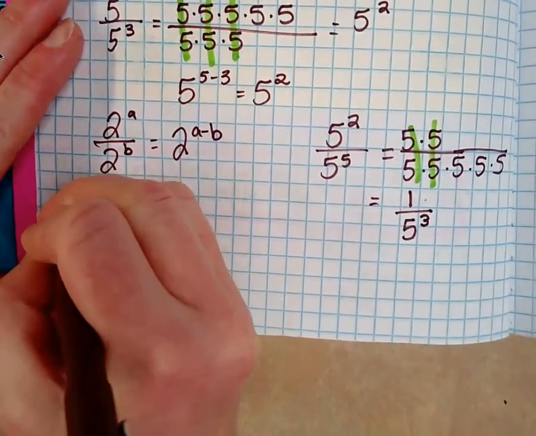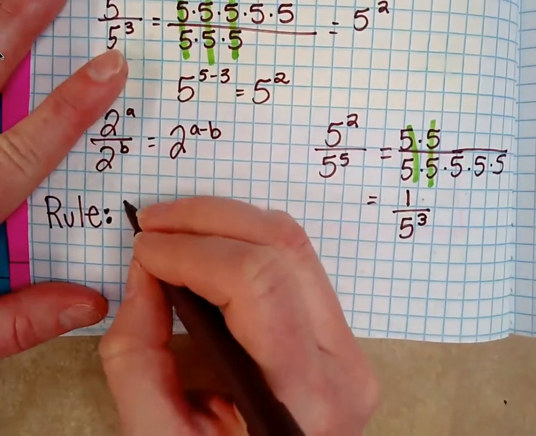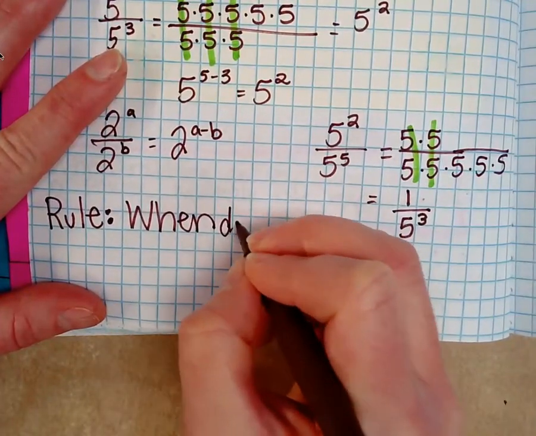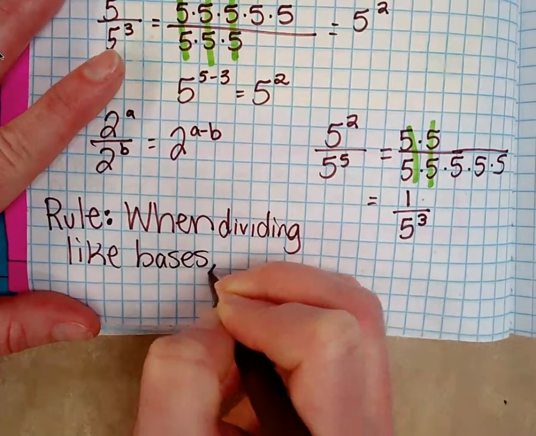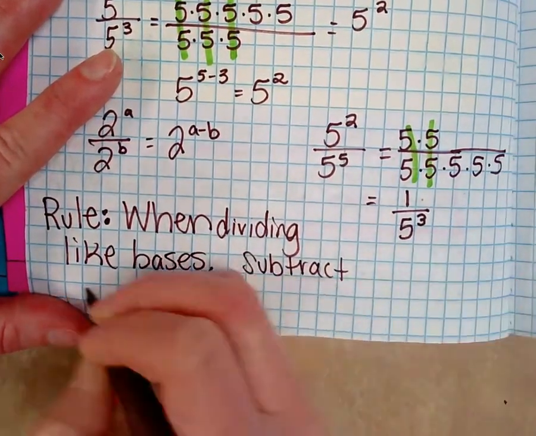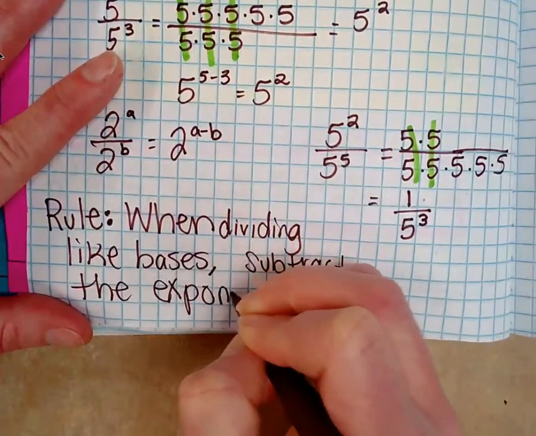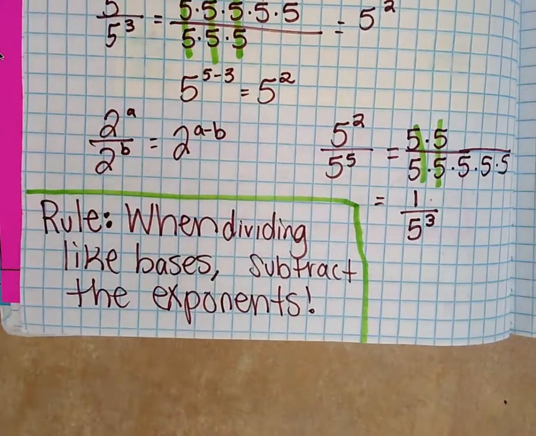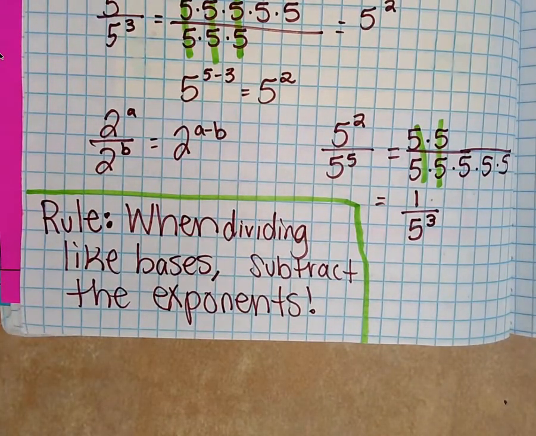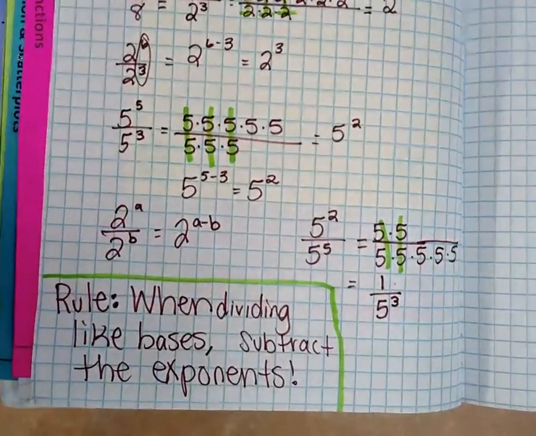So let's just write the rule real quick, and then we'll come back to what negative exponents do. When dividing like bases, subtract the exponents. Okay, one other thing we're going to look at is if you have a negative exponent.